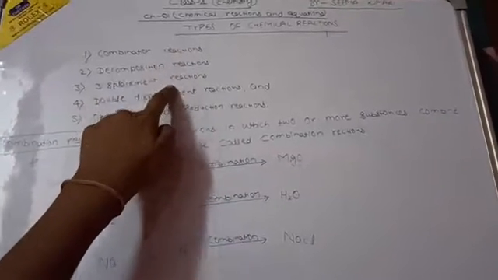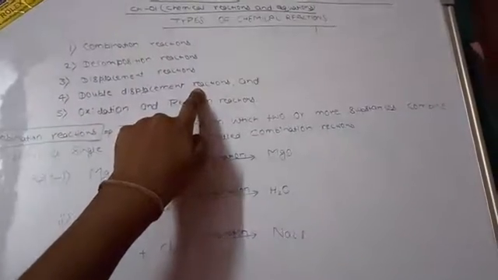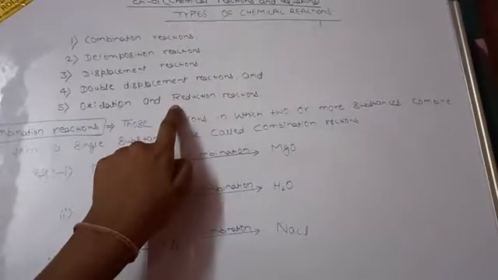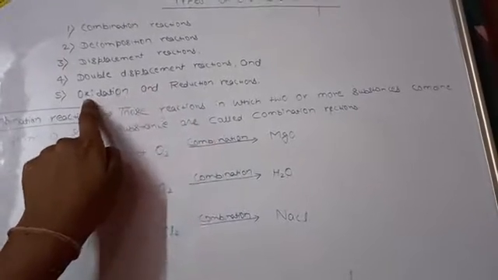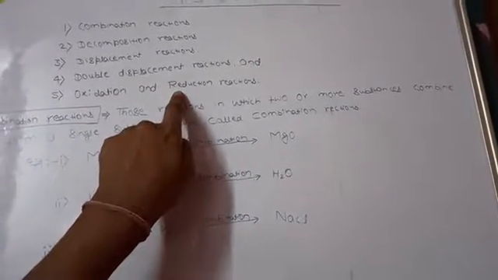Here you can observe that in all four of these reactions I have written a small r, but in oxidation reduction reaction I have written a capital R. Why? Because it is also the name of the reaction: oxidation with capital O and reduction with capital R. This whole is just called redox reaction.